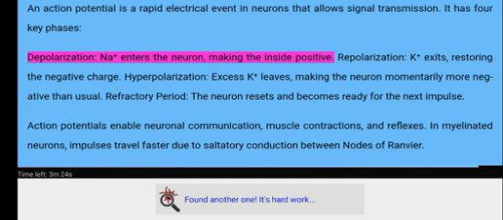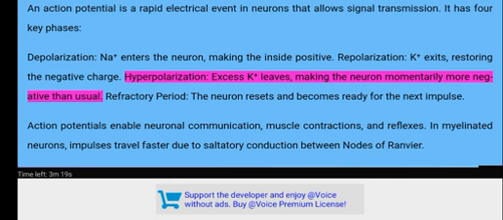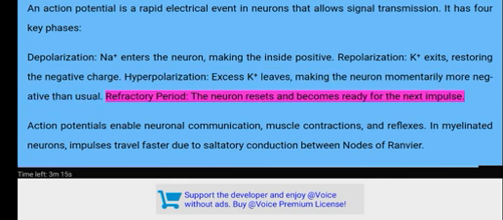Depolarization. Na+ enters the neuron, making the inside positive. Repolarization. K+ exits, restoring the negative charge. Hyperpolarization. Excess K+ leaves, making the neuron momentarily more negative than usual. Refractory period. The neuron resets and becomes ready for the next impulse.